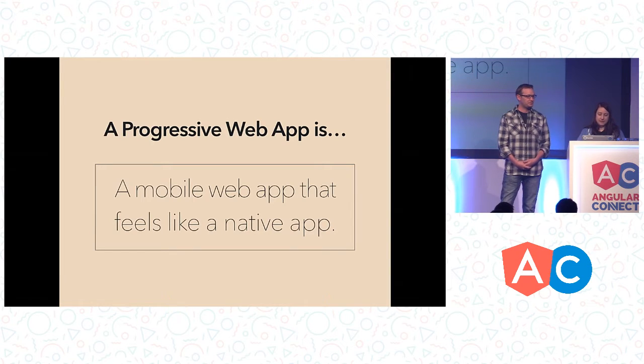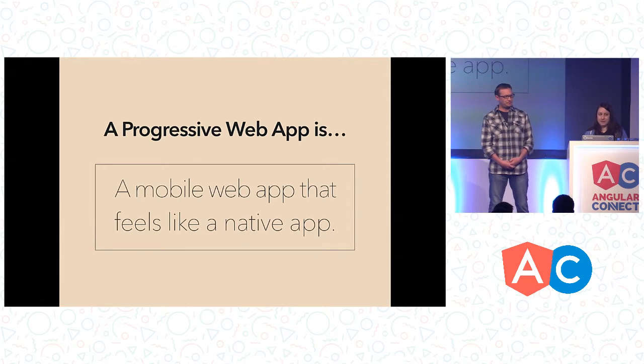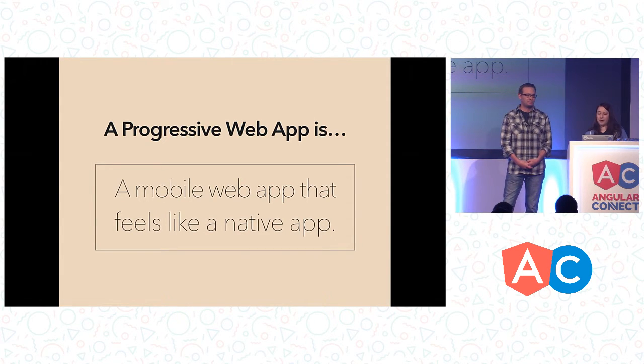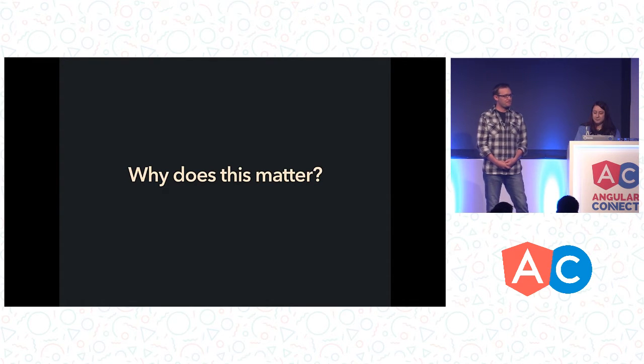So in one simple sentence, a progressive web app is a mobile web app that feels and performs like a native app. So your users shouldn't feel like they're using a mobile site or a desktop site crammed into a mobile device. They should feel like they're on a native app. So what does this mean to you?